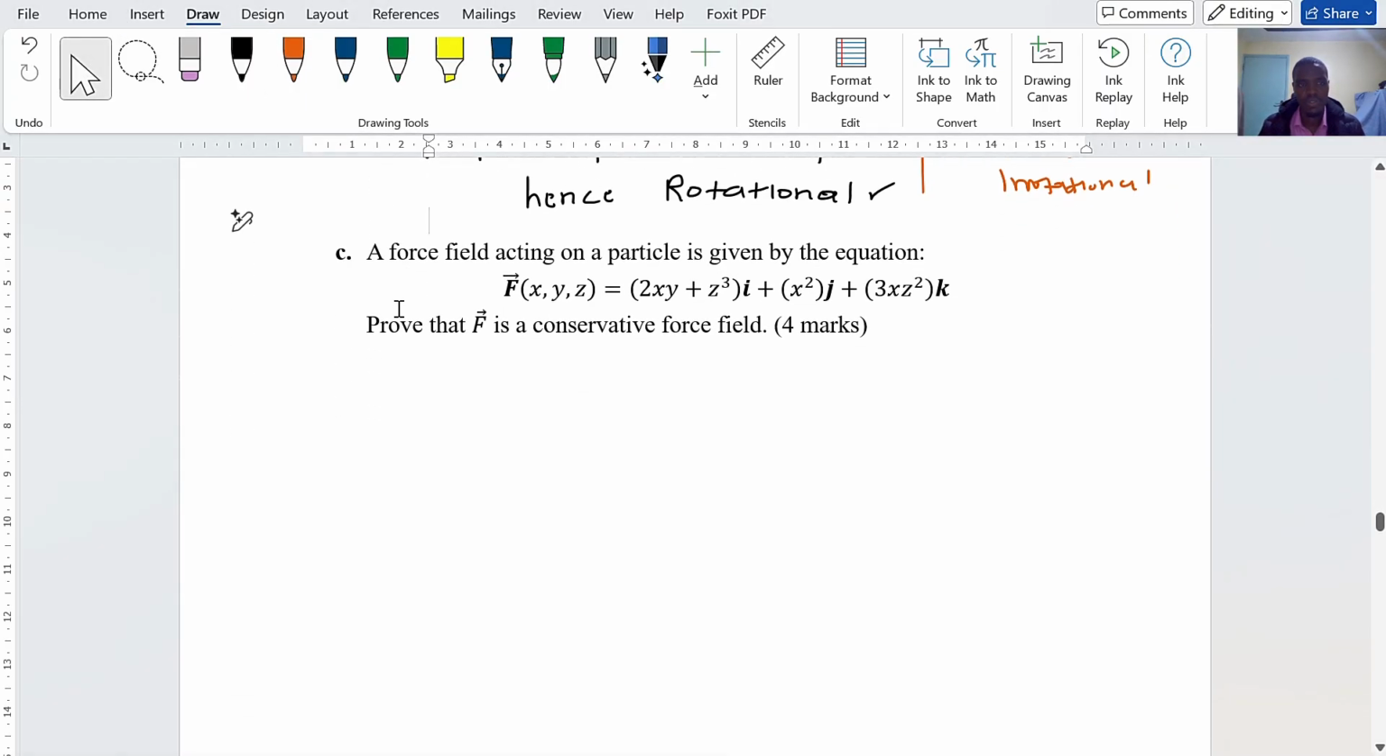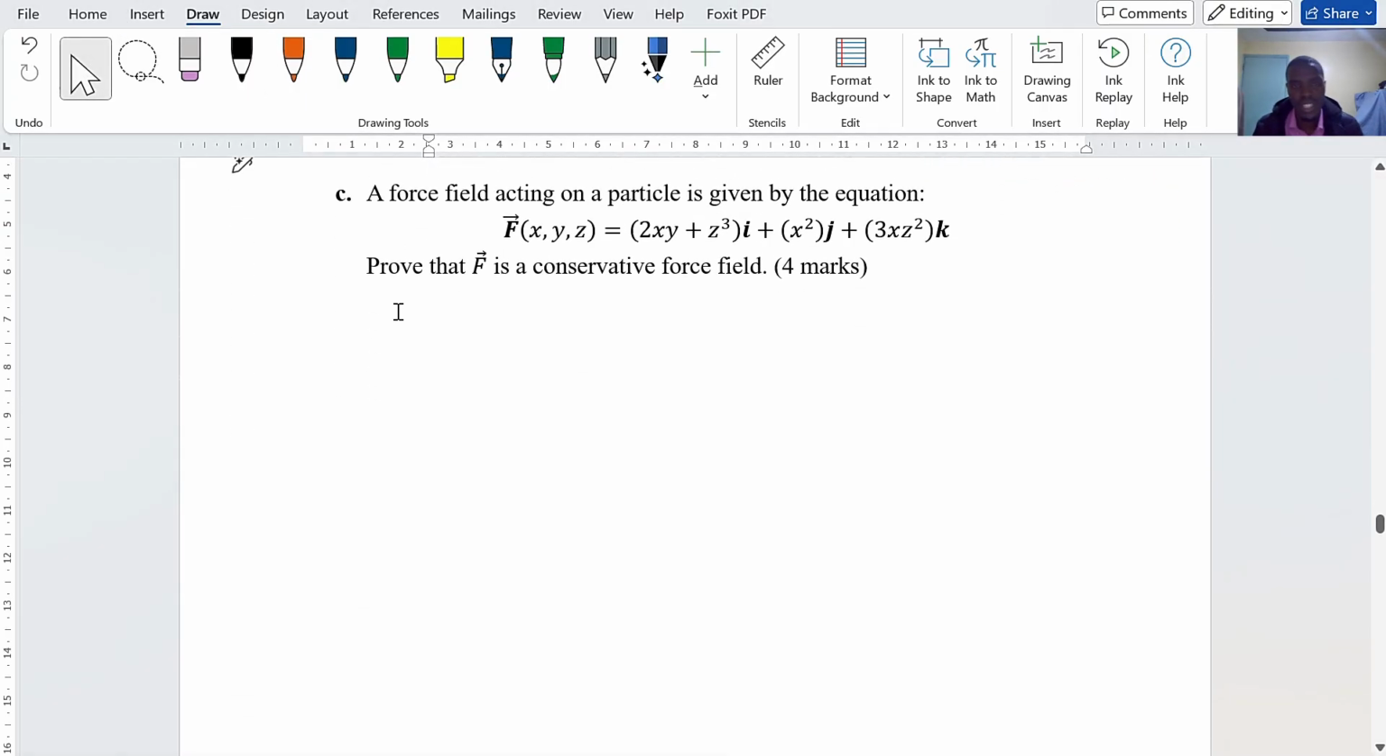Okay, last question. A force field acting on a particle is given by the equation. Prove that F is a conservative force. F is a conservative force if the curl of F is 0. So we need to confirm if the curl of F here is 0. Now curl means the cross product. So i, we have already performed that. j, we need i first.